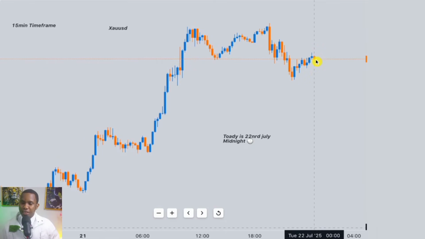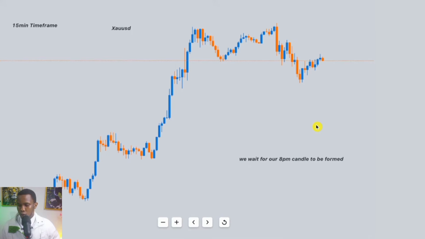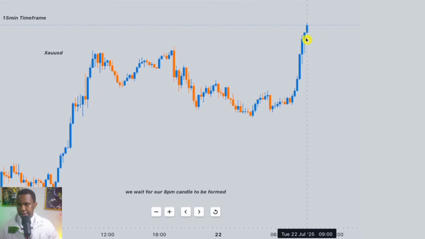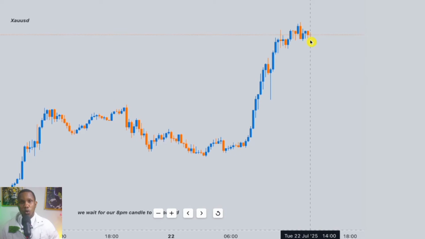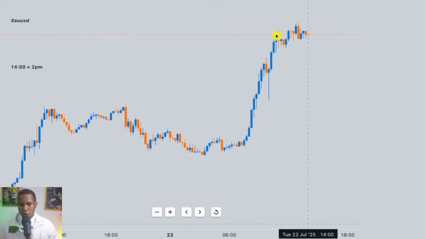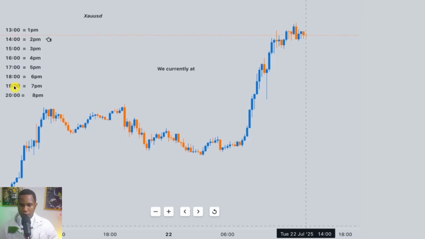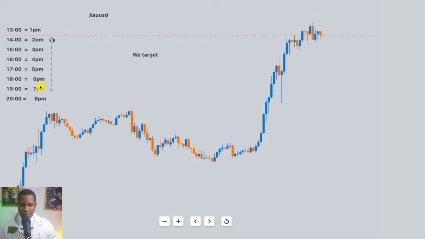Today is 22nd July. This is midnight. We wait for our 8 p.m. candle to be formed. Here is 2 a.m. This is 9 a.m., guys, Eastern Standard Time, and this is 14 o'clock, which is actually 2 p.m. 13 o'clock is 1 p.m. Now we are currently at 14 o'clock. We are targeting what?